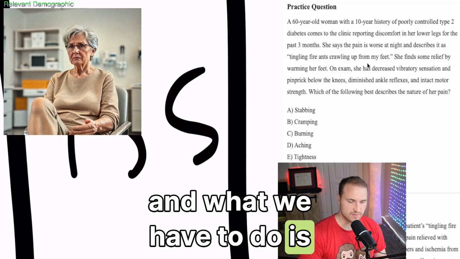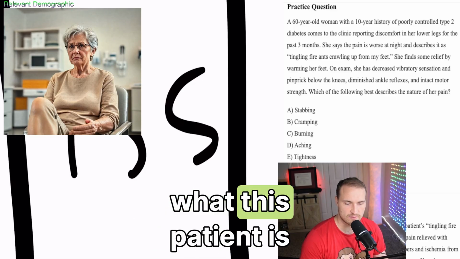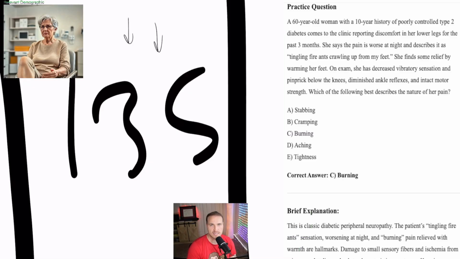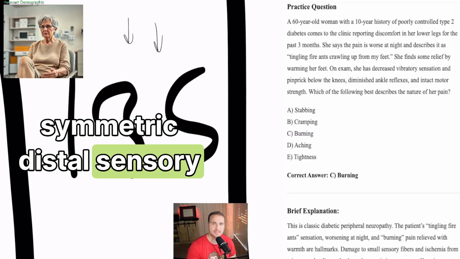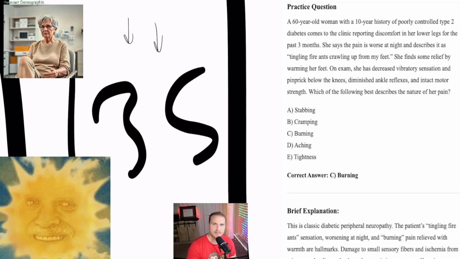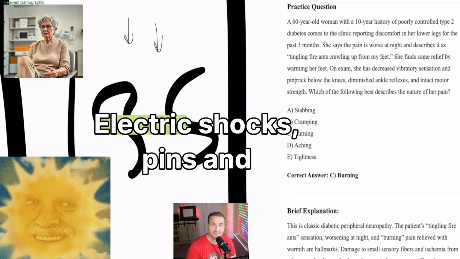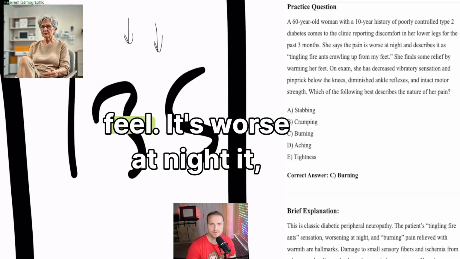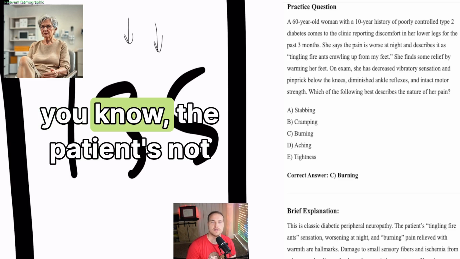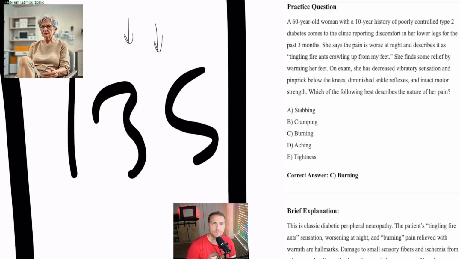And what we have to do is recognize that male or female, what this patient is experiencing is called diabetic peripheral neuropathy. The most common type is symmetric distal sensory motor polyneuropathy, and it's burning because neuropathic pain is described as burning or tingling, electric shocks, pins and needles. That's what people feel. It's worse at night. And that's because it's unmasked whenever the patient's not distracted. It's improved by warmth, like a hot bath, and vasodilation can actually improve that microcirculation.